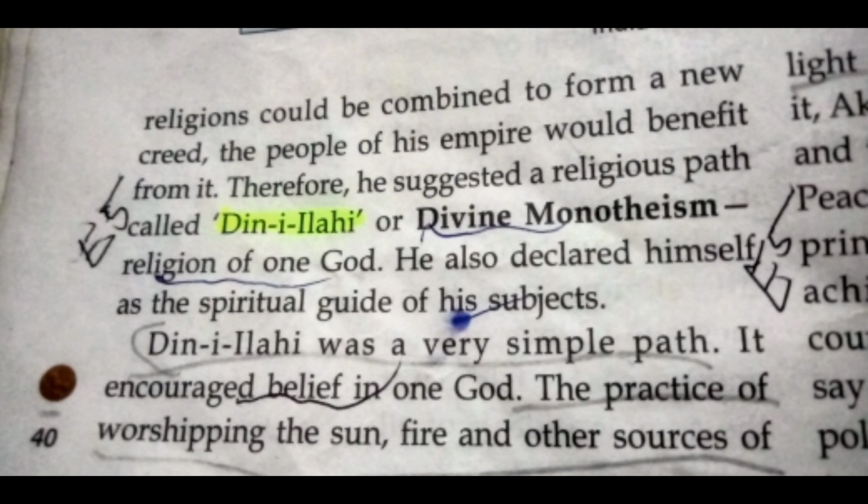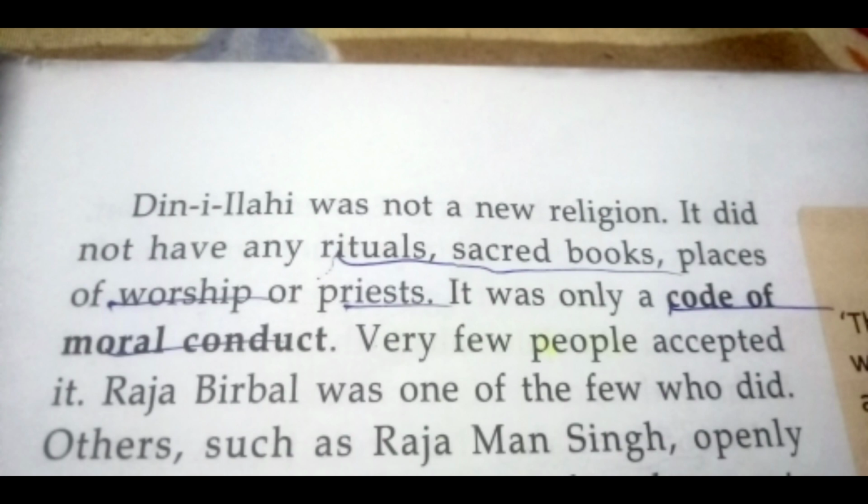Din-i-Ilahi was a very simple path. It encouraged belief in one God. The practice of worshipping the sun, fire and other sources of light was an important element in it. Din-i-Ilahi was not a new religion, but it did not have any rituals, sacred books, places of worship or priests. Very few people accepted it, and Raja Man Singh openly disapproved of this religion of Akbar, that is Din-i-Ilahi. So the answer is complete.